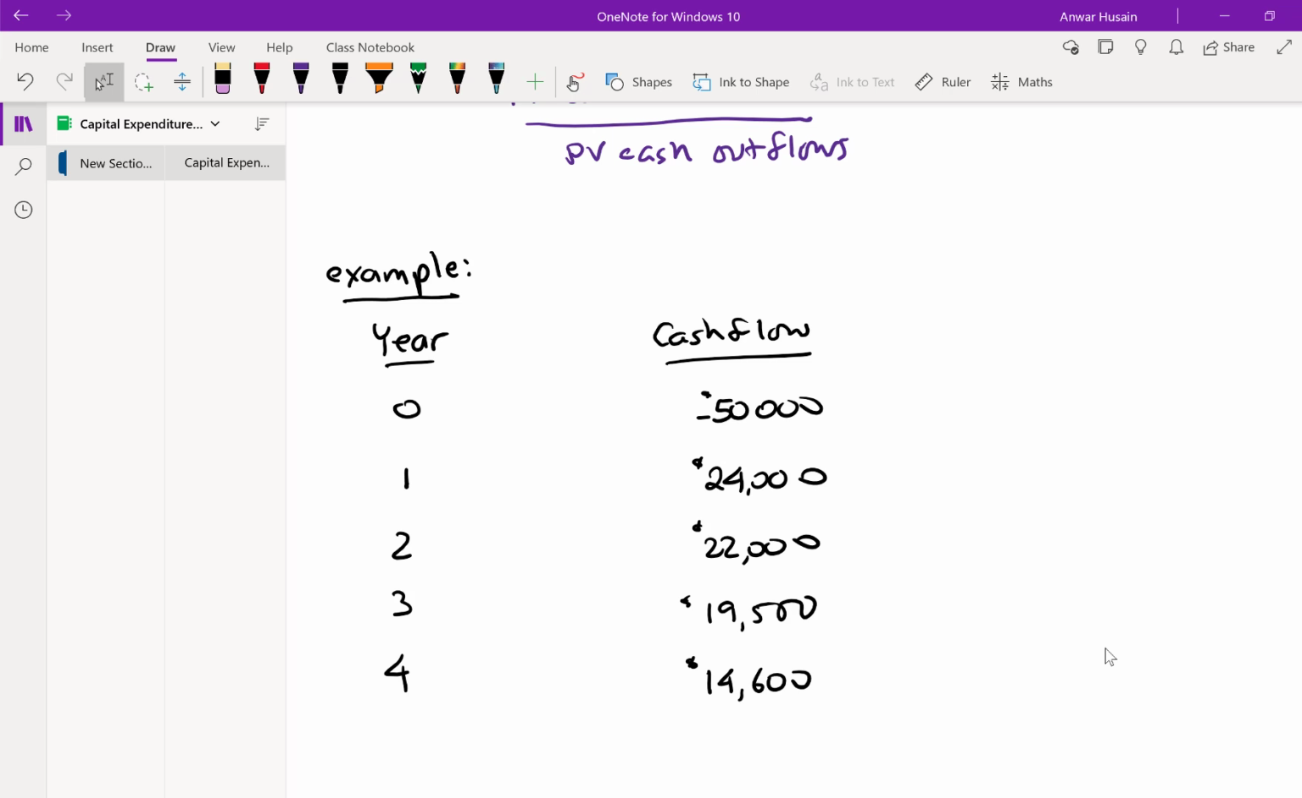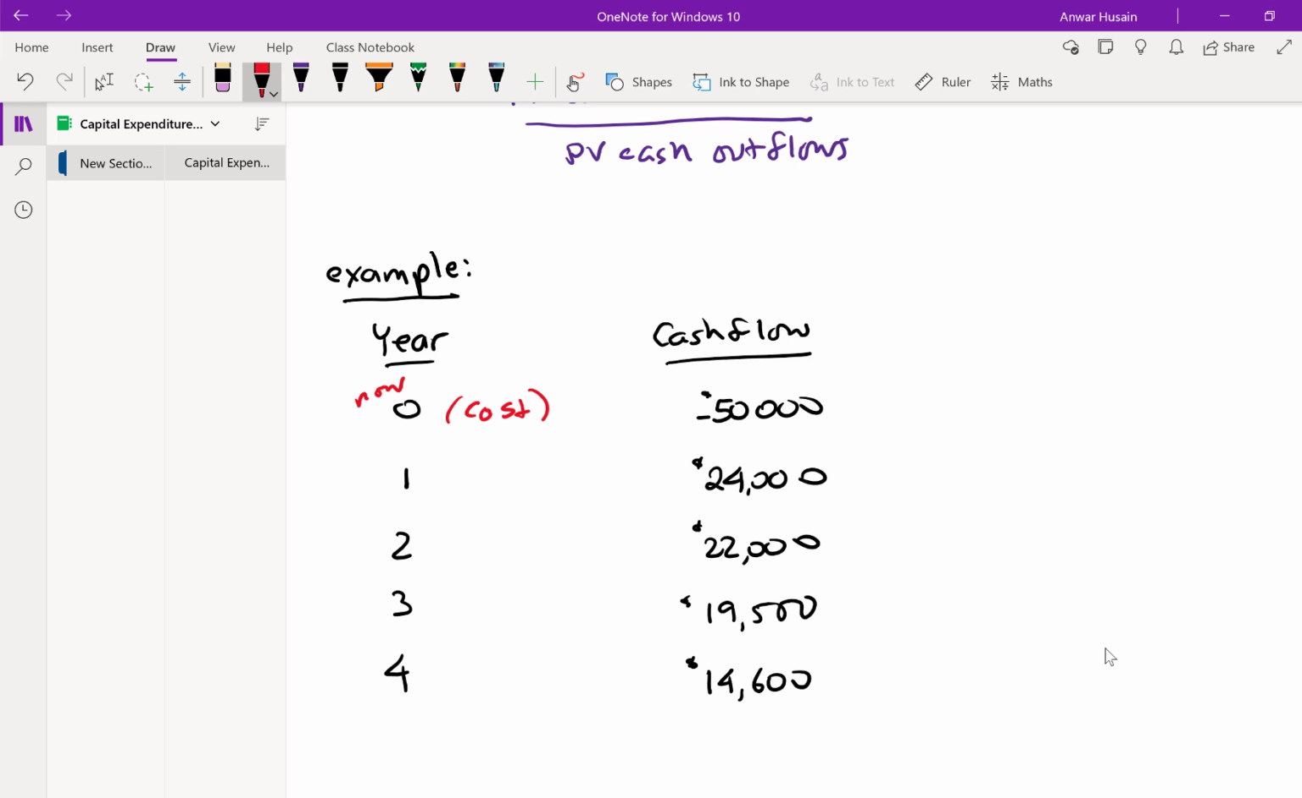So in year zero, the cash flow is negative 50,000. So this is another way of saying that this is really just the cost of the machine. Okay, year zero is now. Now, 1 year from today, we expect to make $24,000. And then year two, we make 22, then 19.5, and then 14.6. Okay, so that continues on.